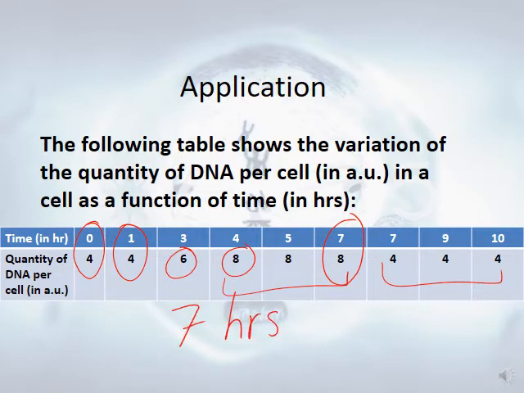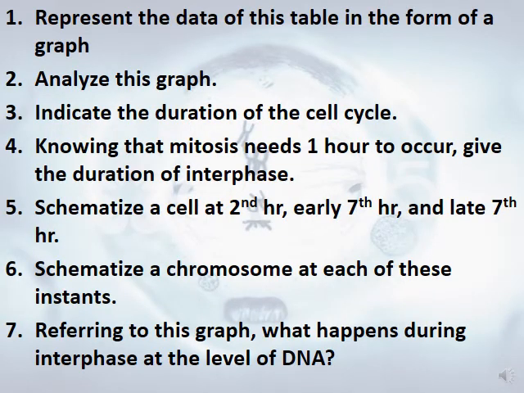All of you know that the duration of the cell cycle is the duration of interphase plus the duration of mitosis. So here, we present the data in the form of a graph, so you have to draw the graph. Number 2, analyze this graph. Already we did the analysis. Indicate the duration, it will be 7 hours. This 7 hours includes the interphase plus mitosis.